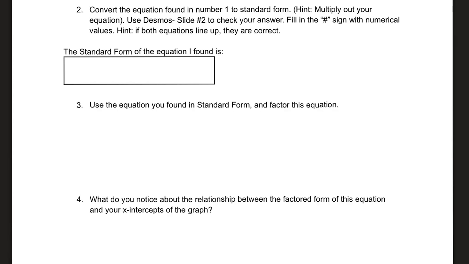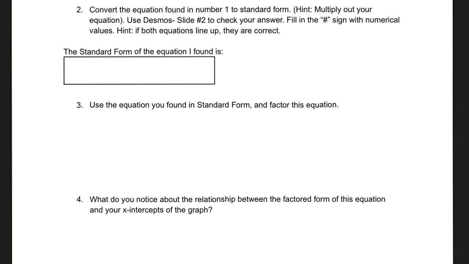For number two, it says convert the equation you found in number one to standard form. Hint, multiply out your equation. Use Desmos slide number 2 to check your answer. Fill in the number signs with the numerical values. Hint, both equations are lined up. They're correct. Okay, let's just do that first part.